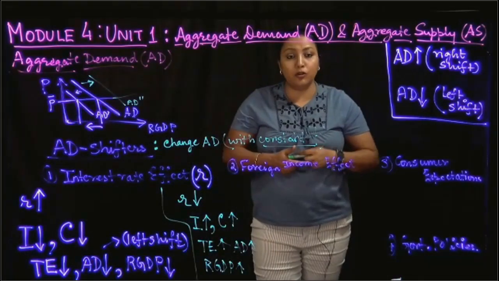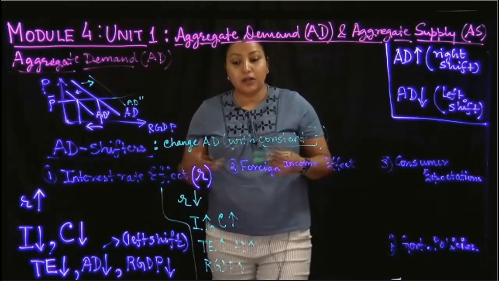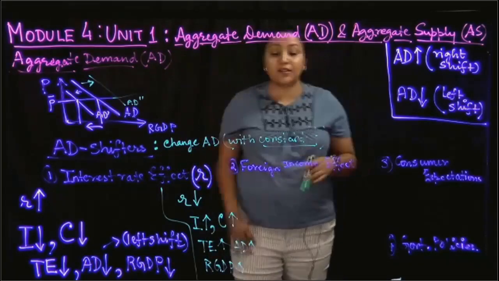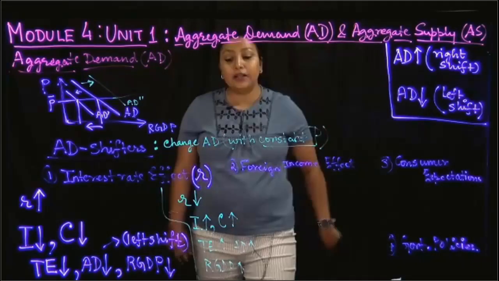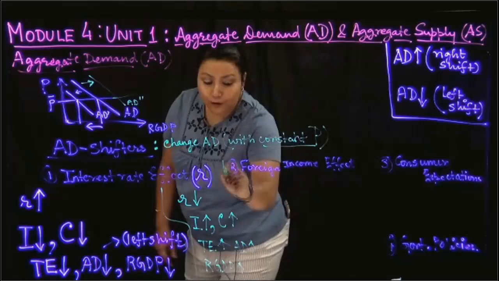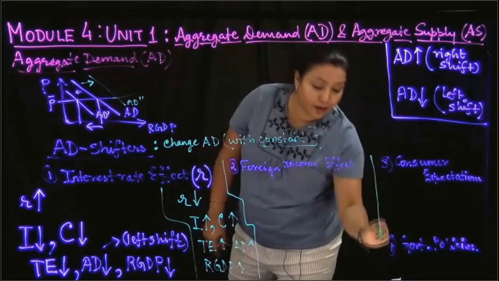It's similar to your module 2, just the shifters are different, but how it impacts the diagram is still the same. Now let's talk about the foreign income effect. The foreign income effect is yet another shifter of the aggregate demand curve.